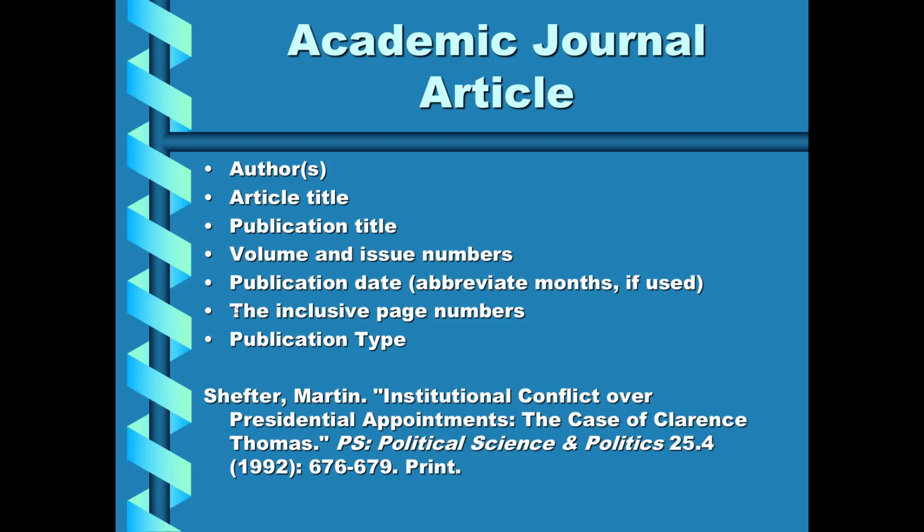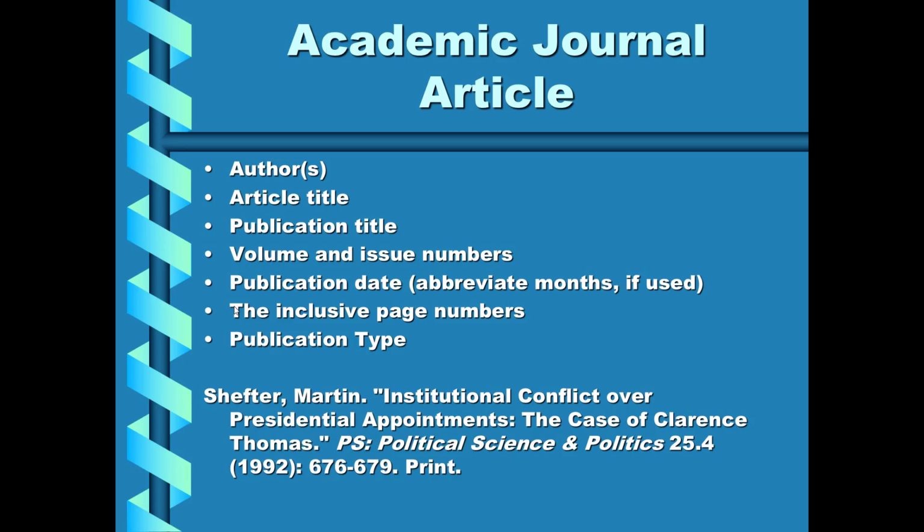You would again start with the author's name, last name first, comma, first name, followed by a period, then the title of the individual journal article, which again ends with a period and is put in quotes. The period would go inside the closing quotation marks. Then the title of the journal. Notice that in this case there's a title and a subtitle. PS is the main title, then a colon, and then the subtitle, Political Science and Politics.